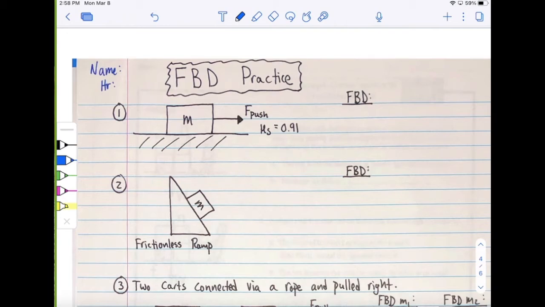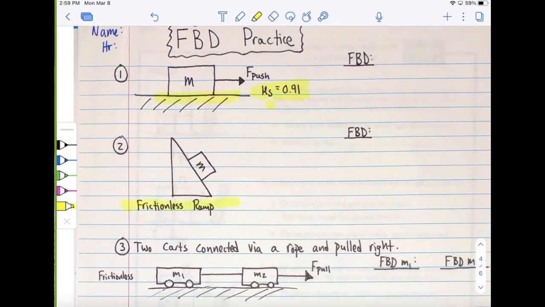I'll point out, if they tell you that you have a mu value, like in this problem right here, they say mu sub s is 0.91, that's basically telling you that there's a force of friction in this problem. If there's a mu sub s between the block and whatever the surface is, that means there's a force of friction. And then in the next one, notice they explicitly say that this is a frictionless ramp. So just pay attention to that.